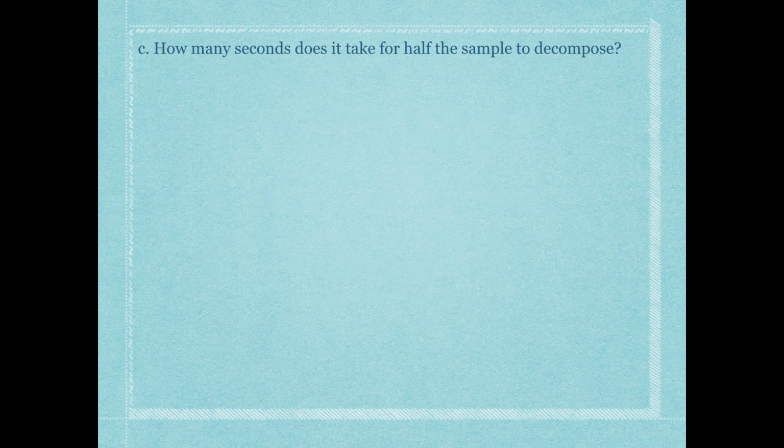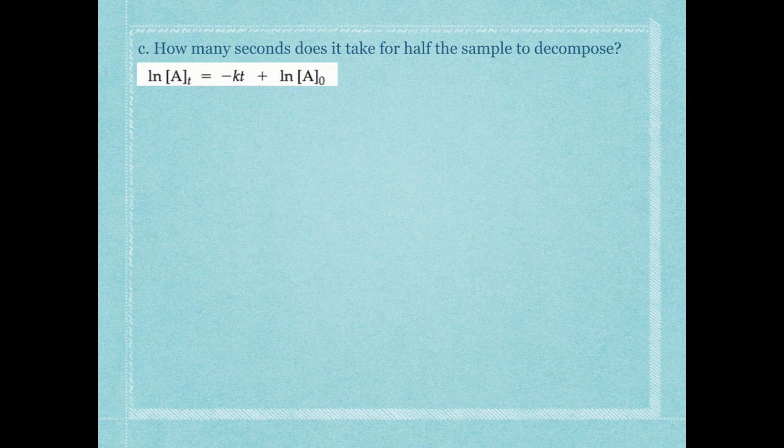Let's look at C. How many seconds does it take for half the sample to decompose? All right, you have two options here. First, you can simply plug in values to the ln formula, or you can recognize the fact that this is a half-life question and just plug it into the 0.693 divided by your K. I'm going to do both.